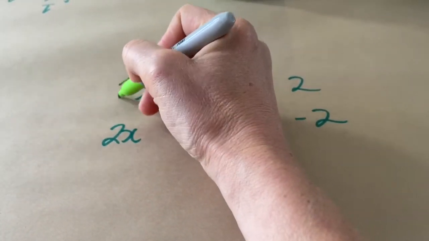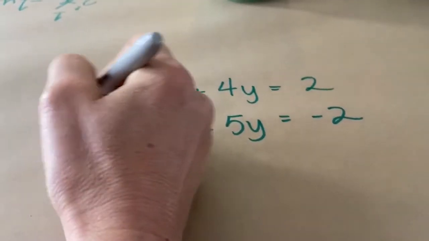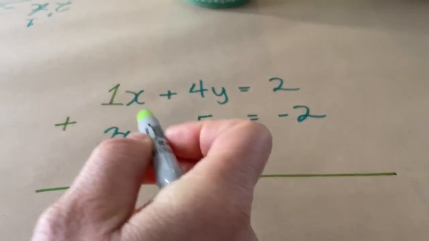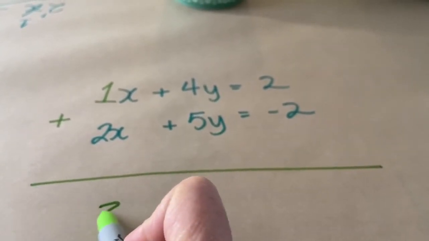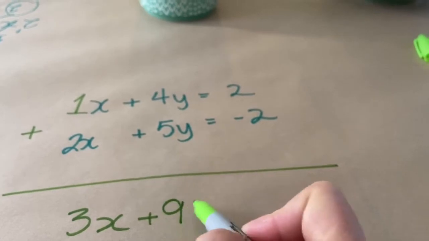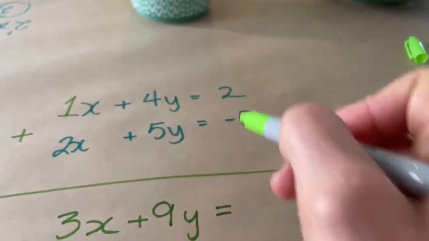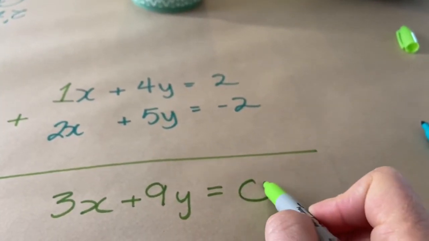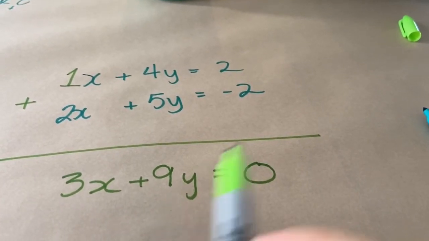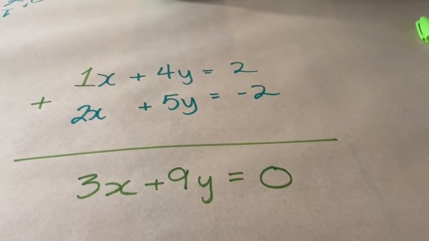So we're going to make sure we don't forget that there's actually a 1 here. So let's first try by adding these two equations. If I add them, 1 plus 2 gives me 3x. 4 plus 5 gives me 9y. And 2 plus minus 2 gives me 0. So we can tell that neither the x or the y have been eliminated. Let's try subtracting them.